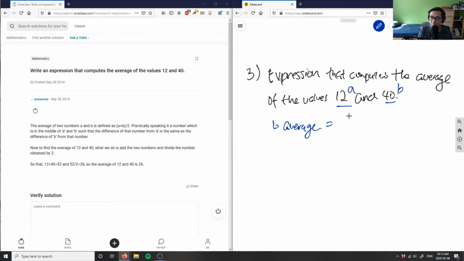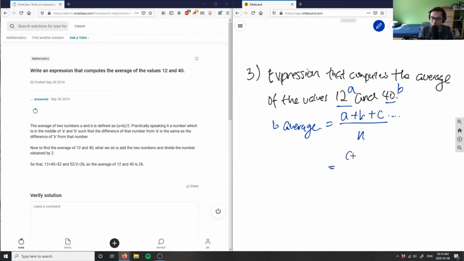So let's say it's a plus b plus c, and so on and so forth, divided by the number of terms that we have on the top. I'm going to define this as n here. If I have two terms, n would equal 2. If I have three terms, it would equal 3, and so on. So this is how you calculate your average, right? It depends on how many terms we have.